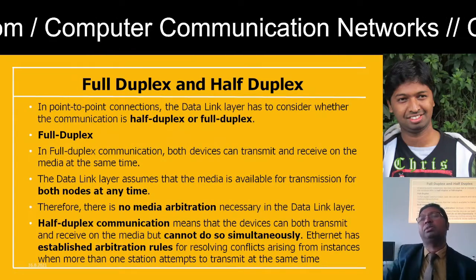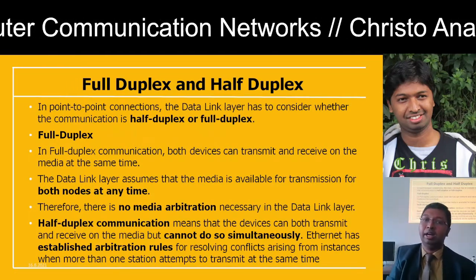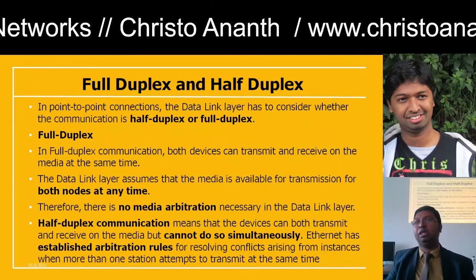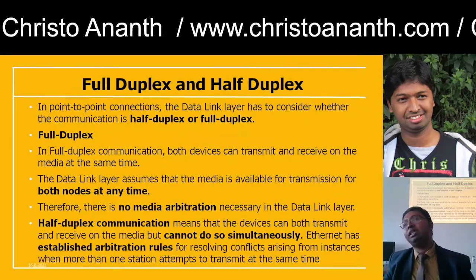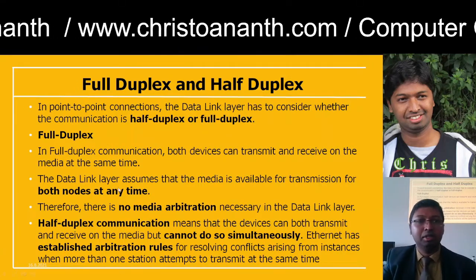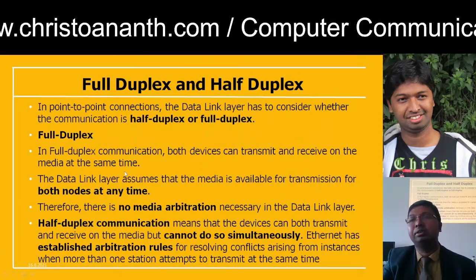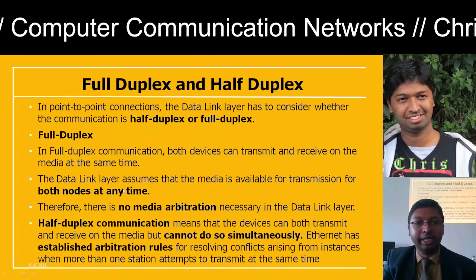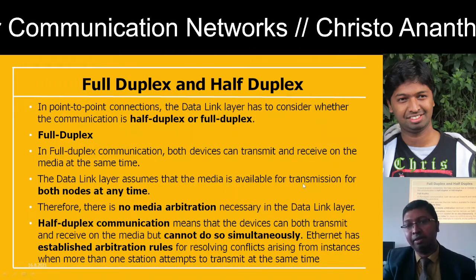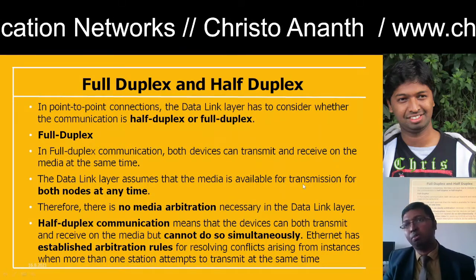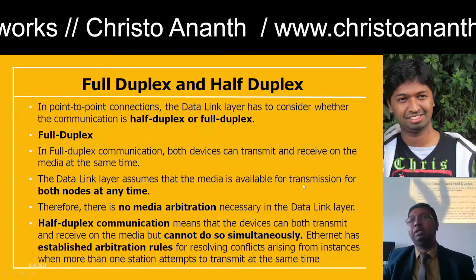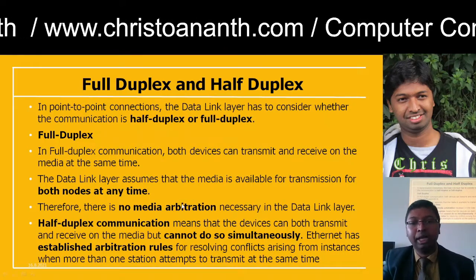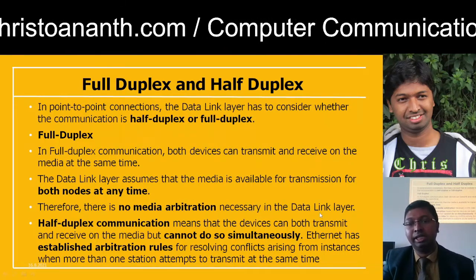So we have two types: full duplex and half duplex. Full duplex means both devices can transmit at the same time and receive at the same time. On the same media, it can transmit and it can receive data. The data link layer assumes that the media is available for transmission for both nodes. So both nodes transmit and receive on the same media, and there is no media arbitration necessary in the data link layer.